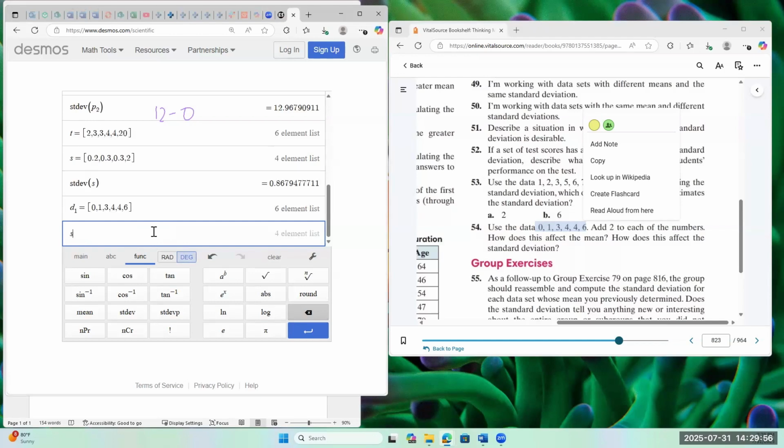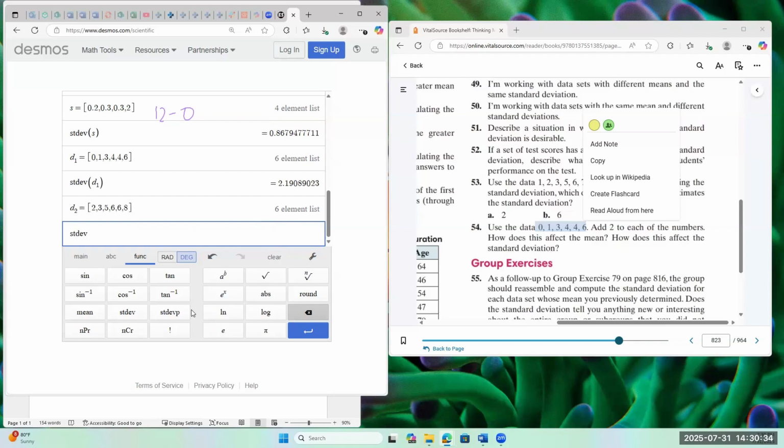And the standard deviation of this data set is 2.1. So on average, all of my values are within 2 points of the mean. And then let's do the second data set. We're going to add 2 to each of those. So 0 plus 2 is 2. 1 plus 2 is 3. 3 plus 2 is 5. 4 plus 2, 4 plus 2, 6 plus 2.